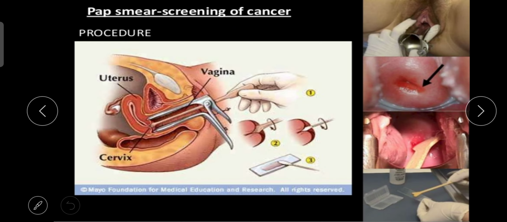This is the procedure of how they collect the Pap smear for cancer screening: with the help of the Cusco's speculum and a spatula from the cervix, they collect the smear. This is the picture, go through it.